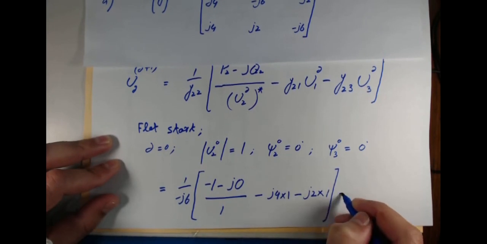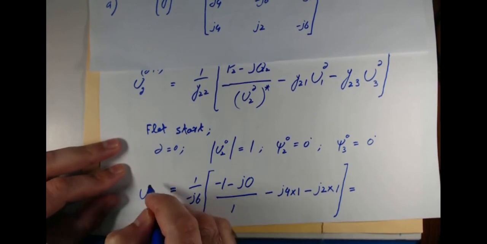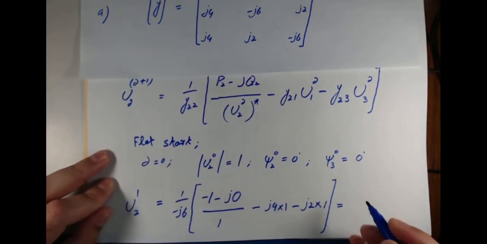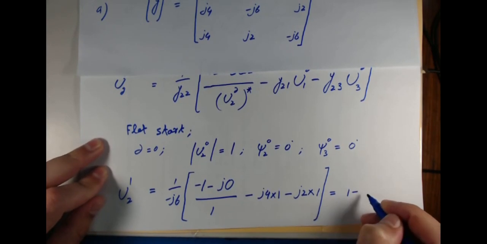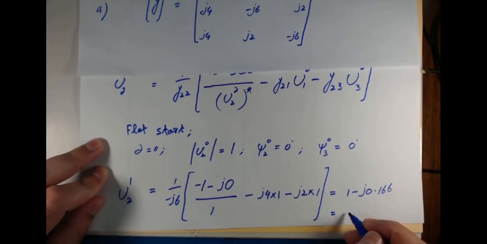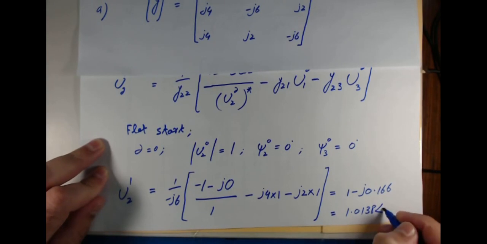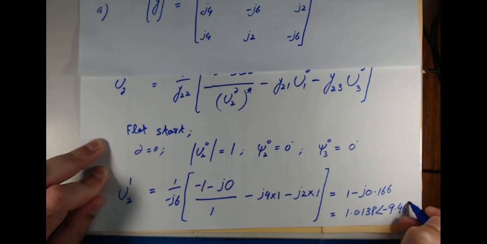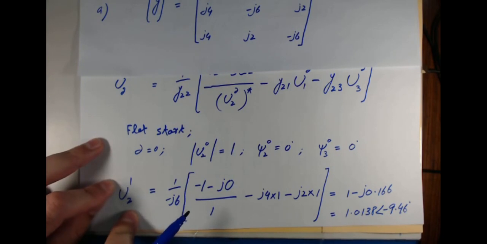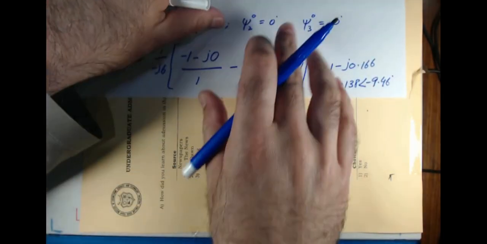So now calculating this expression, putting rho equal to 0, we get U2^1, which becomes 1 minus j0.166. In the polar form, it can be written as 1.0138 angle minus 9.46 degrees. So we have now calculated the value of the first iteration for the voltage at bus number 2. Now we proceed to bus number 3.